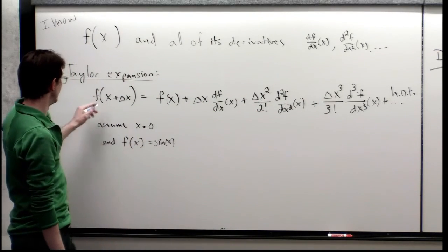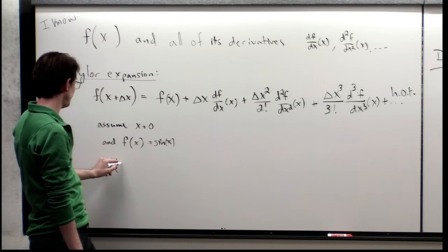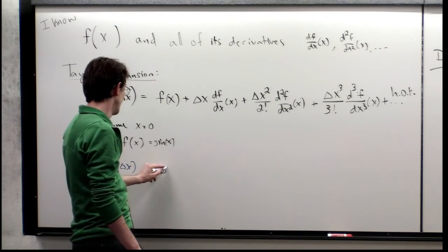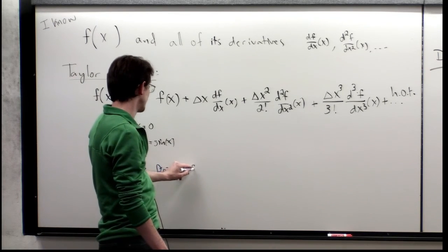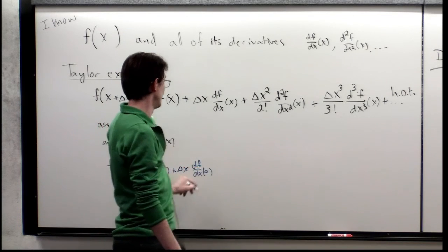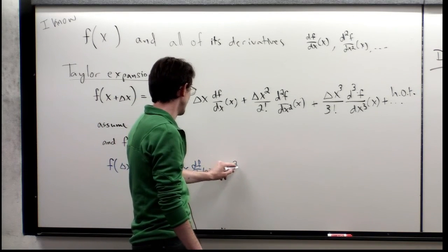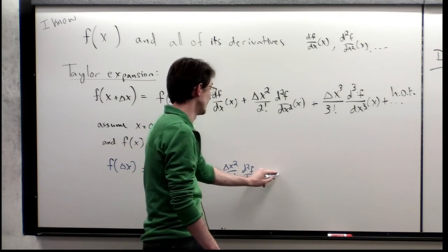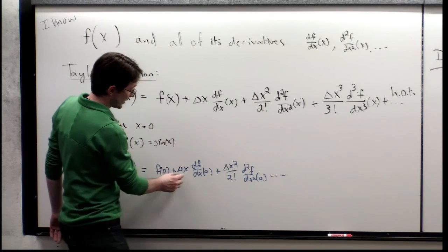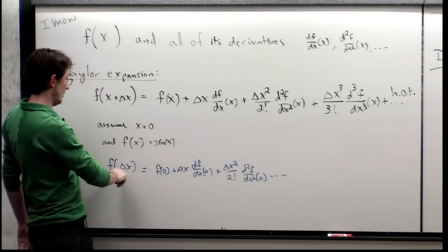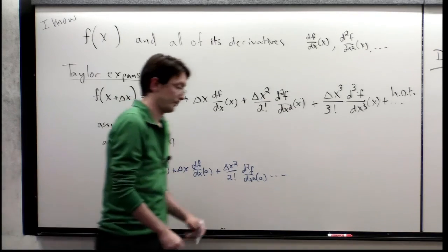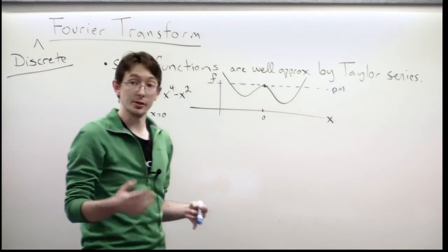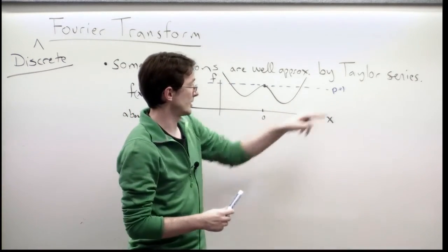Okay? So if this was f at delta x and x was 0, this would just be f of 0 plus delta x df dx at 0 plus delta x squared over 2 factorial d squared f dx squared at 0, so on and so forth. And you can think of this as a polynomial expansion in powers of delta x. Okay, so our first order polynomial expansion, power 1, is just this 0 slope line.